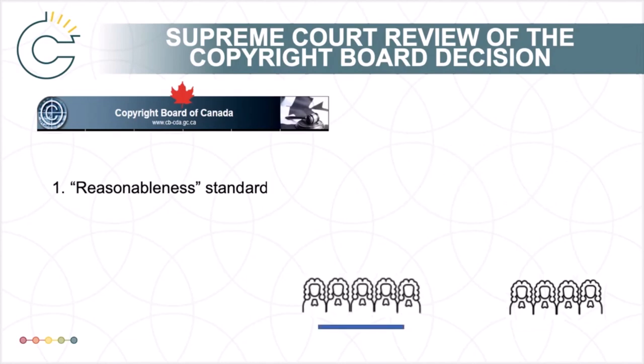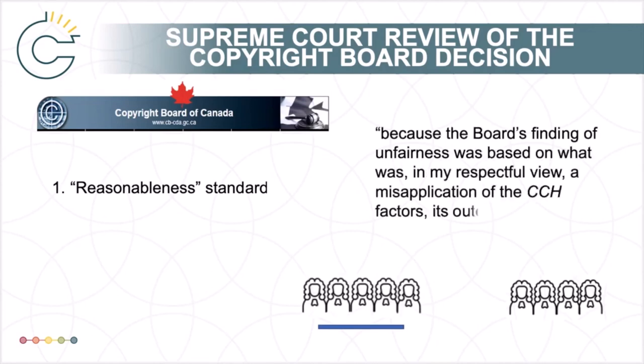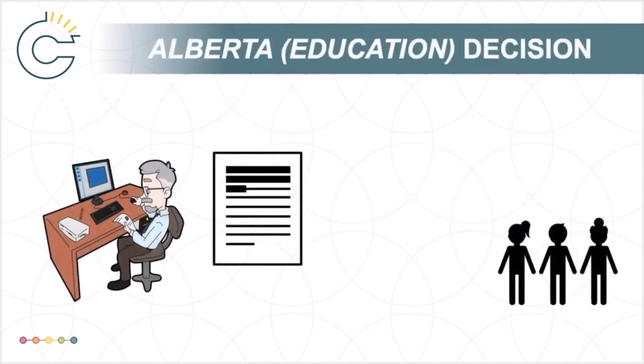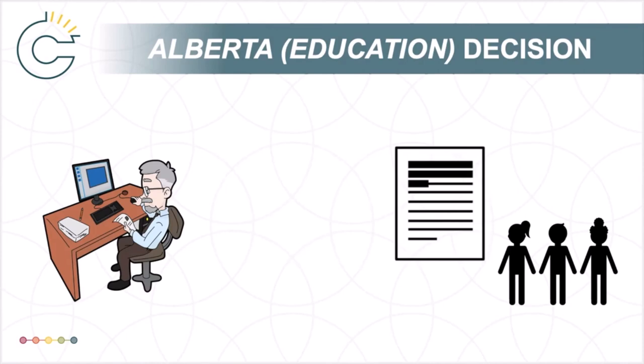Writing for the majority, however, Justice Abella concluded that because the board's finding of unfairness was based on what was, in my respectful view, a misapplication of the CCH factors, its outcome was rendered unreasonable, and therefore the appeal was allowed. The Alberta Education decision confirms that, under fair dealing, Sam can lawfully reproduce short excerpts of materials and distribute those copies to the students in his classes. This allows Sam to provide the most recent articles to his students to keep his classes more current and relevant, which, he hopes, will help his students remain more engaged and gain a more rounded understanding of the subject matter.